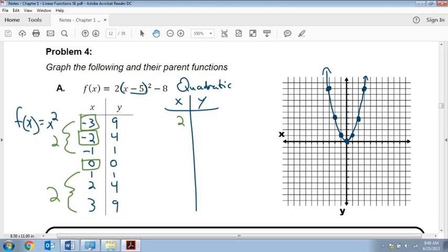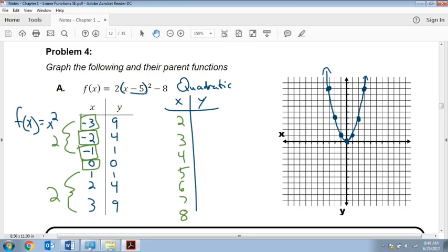-2 plus 5 is a 3. -1 plus 5 is a 4. 0 plus 5 is 5. 1 plus 5 is 6. 2 plus 5 is 7. 3 plus 5 is 8. Hopefully you noticed the pattern really quickly. Alright, the outside's a little more complicated because you got two things going on there. But outside is Y and normal. So you do it to your Y values and you do exactly what it says.